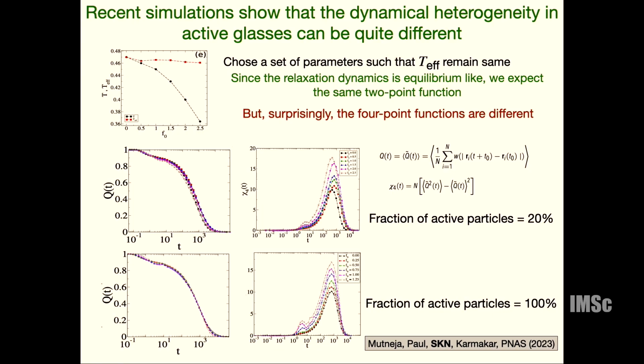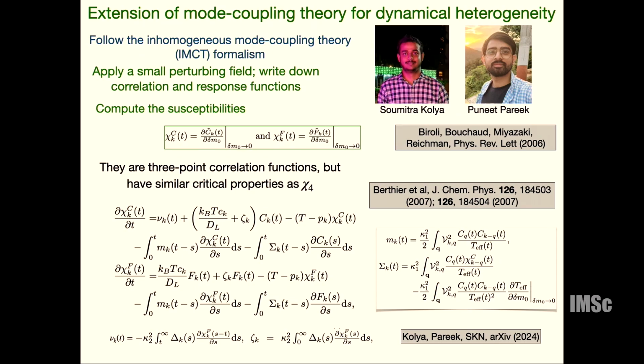From here we can define the relaxation time, and those will be similar. However, for those systems the chi4(t), which characterizes the dynamical heterogeneity, seems to be quite different, and this is what we wanted to understand: what is the reason.